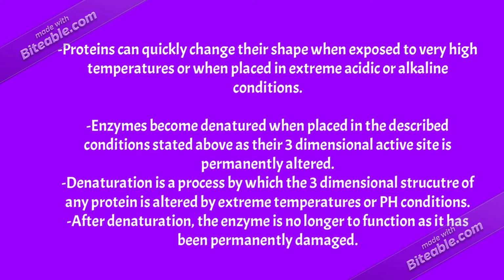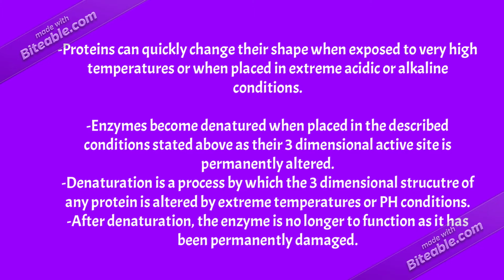The first one is that proteins can quickly change their shape when exposed to very high temperatures or when placed in extreme acidic or alkaline conditions. Enzymes become denatured when they are placed in the conditions stated above. Why? Because the three-dimensional structure of their active site is changed due to the extreme changes in the temperature, very high temperature, or very alkaline or acidic conditions.